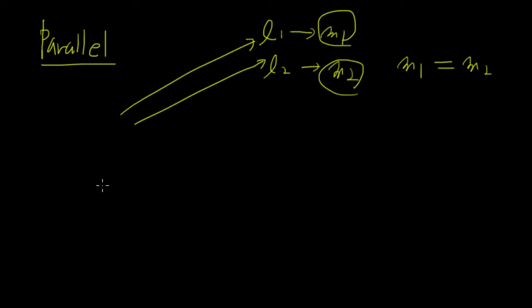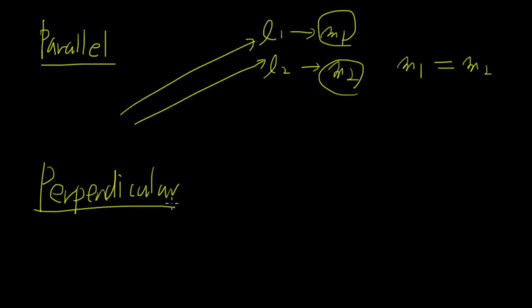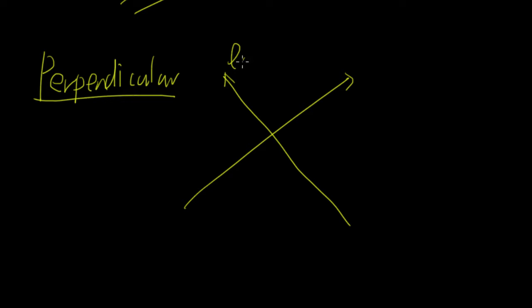Okay, what about perpendicular line? Perpendicular. So perpendicular line, one line goes like that, another line goes like this. Really not straight, but let's pretend that these two are straight lines. So this is L1, this is L2. Perpendicular line means they are crossing each other at right angle, 90-degree angle.